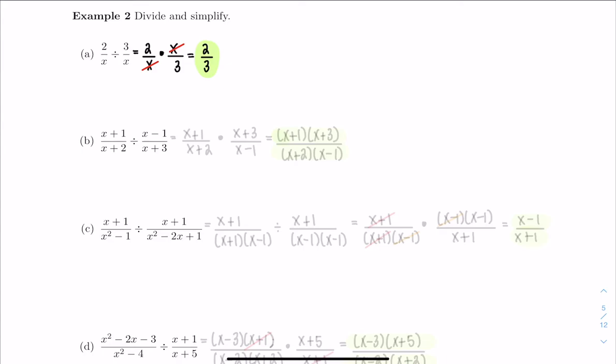For the second one, we have x plus 1 over x plus 2 divided by x minus 1 over x plus 3. So we can't simplify anything where we're at, like factoring or simplifying across. So we are just going to do keep, change, flip. So we have x plus 1 over x plus 2. Then we change division to multiplication, and we flip the second one, so we get x plus 3 over x minus 1. From here you want to see if you can cross multiply and simplify, which we can't, and so we just multiply across the top and bottom. So we have x plus 1 times x plus 3 all over x plus 2 times x minus 1.